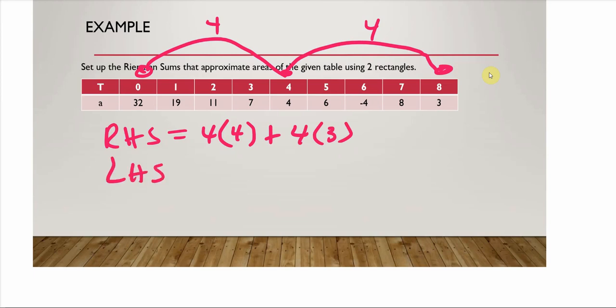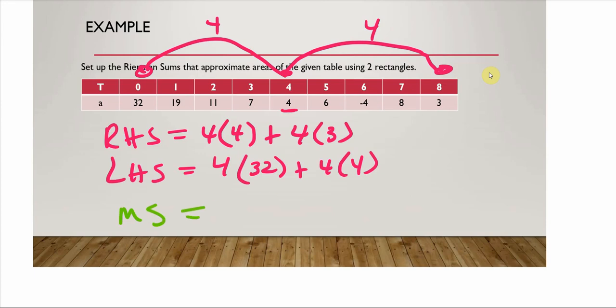The left hand sums is going to be 4 times 32 plus 4 times 4, because I have to choose this one. For the midpoint sums, I'm going to choose the one in the middle, which is that guy. Alright, so it's going to be 4 times 11 plus 4 times -4, which is that guy. Okay.